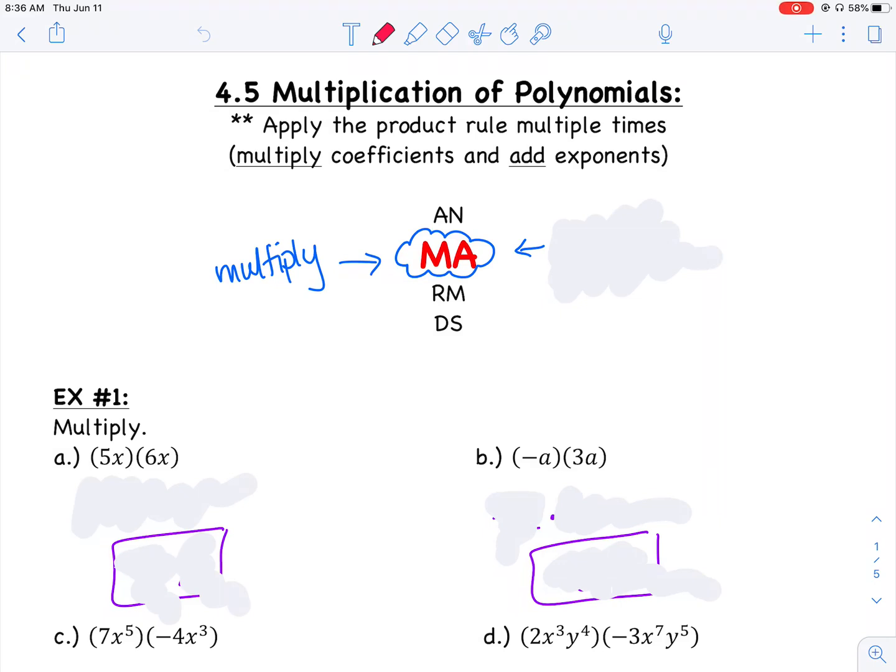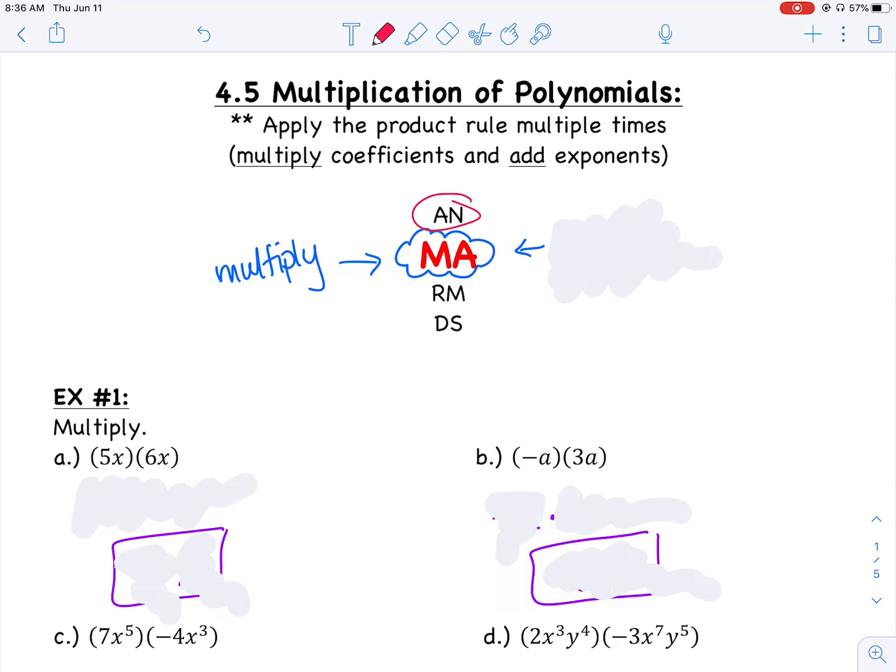All right, here's our first video in section 4.5 on multiplying polynomials. In our last section, remember we did adding and subtracting. And remember when we add and subtract polynomials, anything with exponents, we do nothing with the exponents, which means we're going to distribute to get rid of the parentheses, and then we're just going to combine our like terms, right? In this section, we're going to start talking about multiplying polynomials.